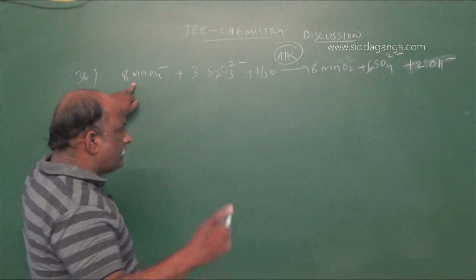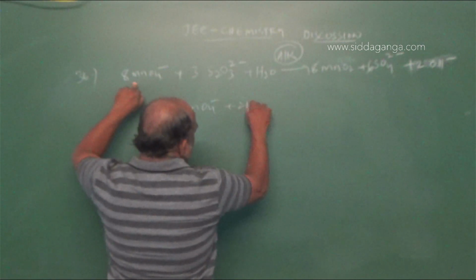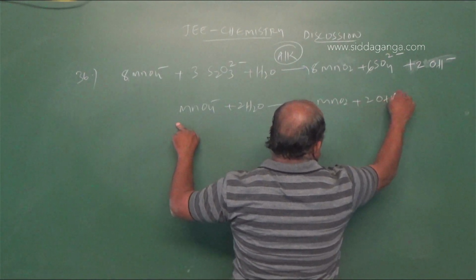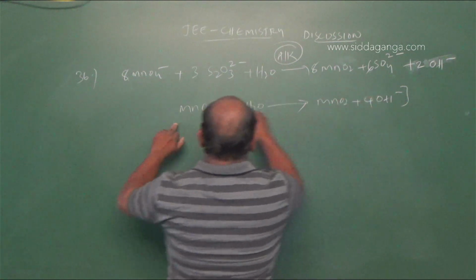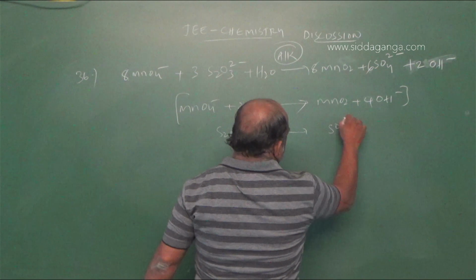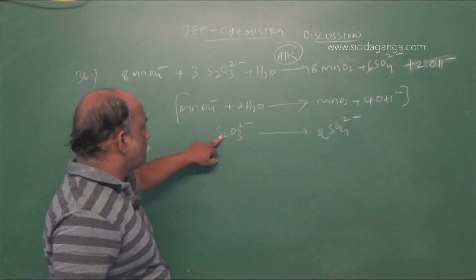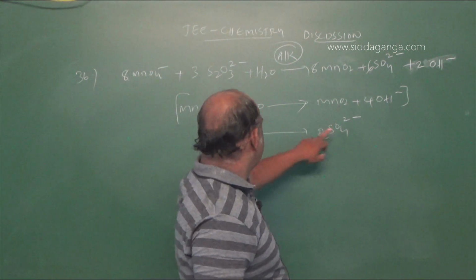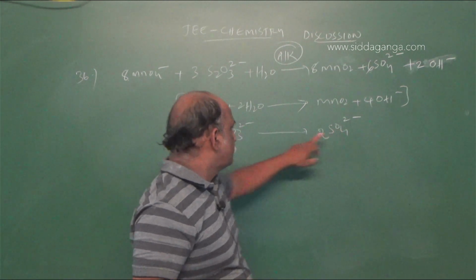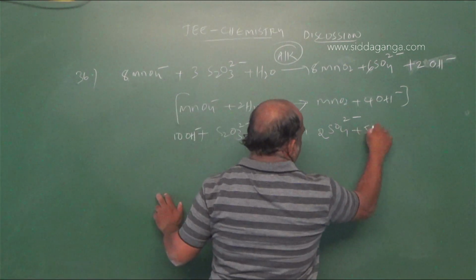In NCERT you add these two reactions: MnO4 minus plus 2H2O gives rise to MnO2 plus 4OH minus. This is one equation. And S2O3 2 minus gives rise to 2SO4 2 minus. Here there are 2 sulfurs, 4 oxygens, here 3 oxygens. One oxygen atom is less, so for the 8 oxygens, here you should add 10 OH minus and here add 5H2O.